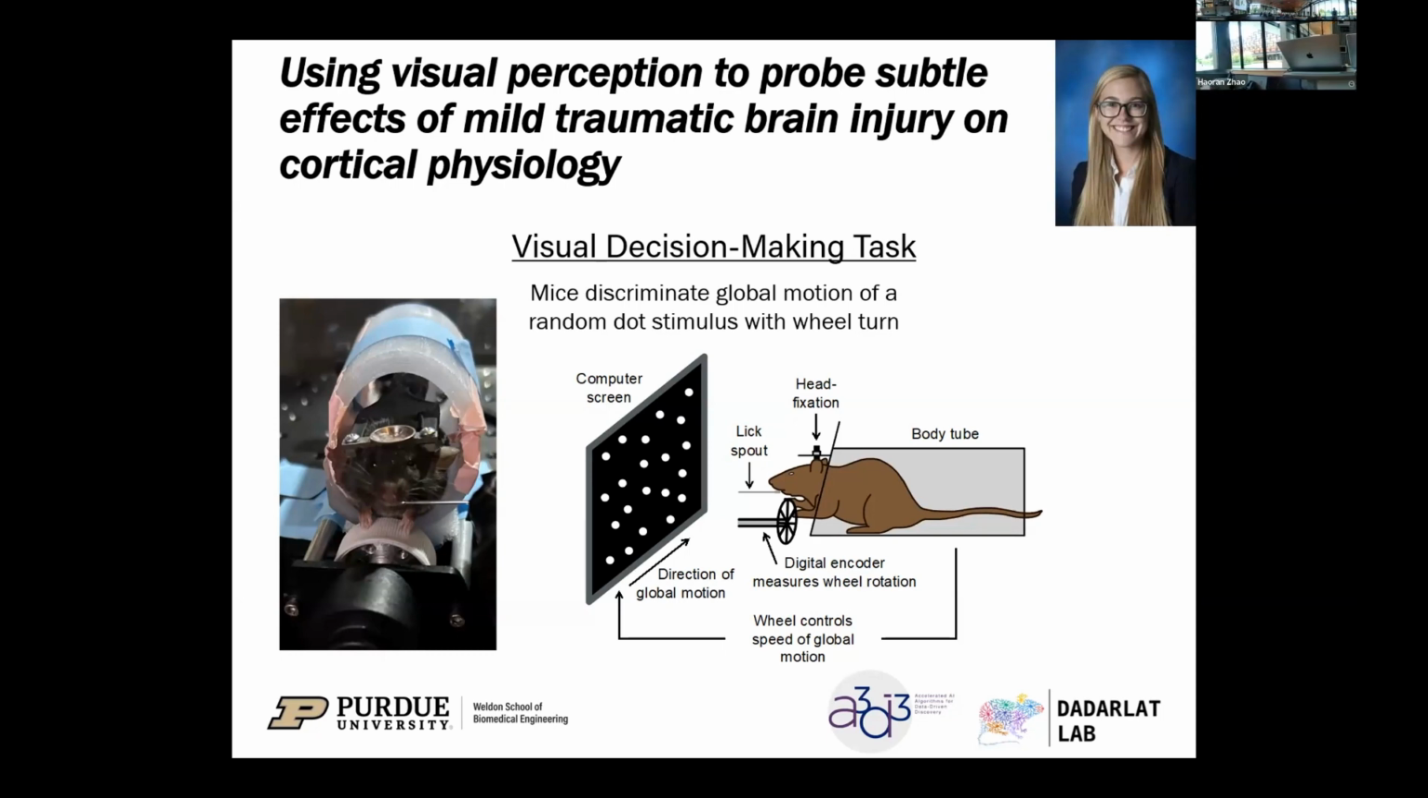So she's trying to train these mice to report the global motion or the global coherence of these dots. So let's say she gives a visual stimulus of 100% coherence in the right direction of the dots.